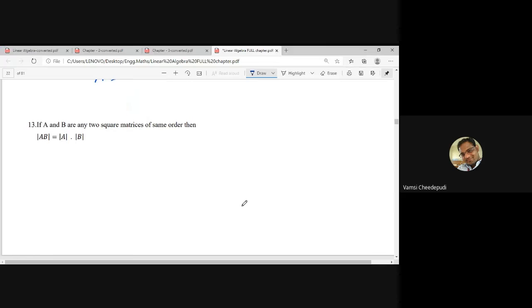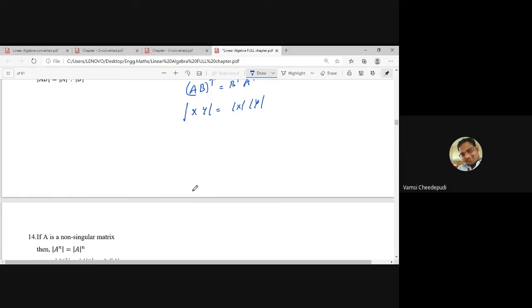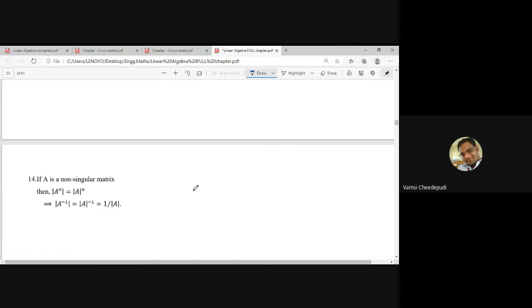Next, determinant property. Determinant of A into B is equal to det A into det B. Yes, you can distribute the determinant. When I write a transpose, A into B whole transpose is equal to B transpose into A transpose. But when coming to the determinant, it should be distributed like this. X into Y can be written as det X into det Y. Determinant of A plus B cannot, but A into B okay.